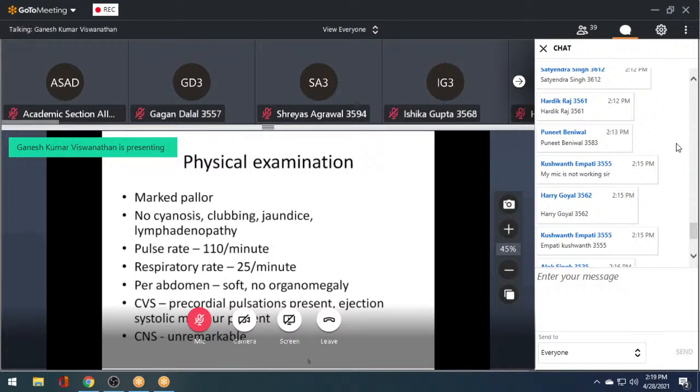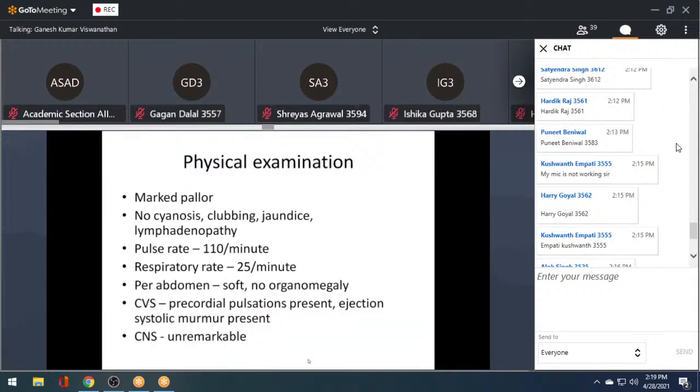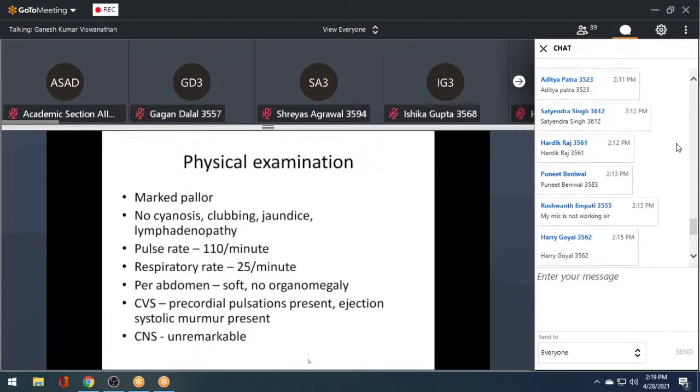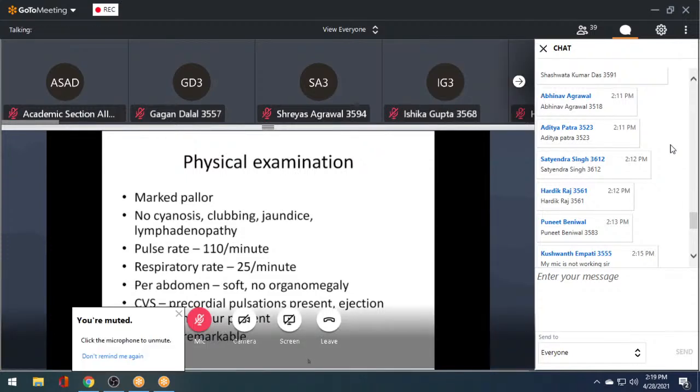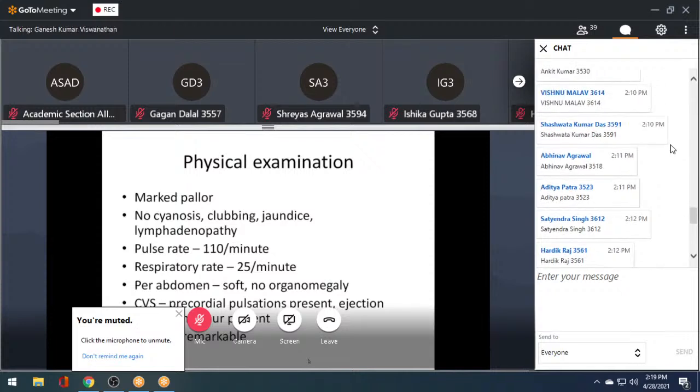Hardik Dayal. Can you comment on the heart rate in this patient? Hardik Dayal. Hemant Kandilia. Yes, sir.